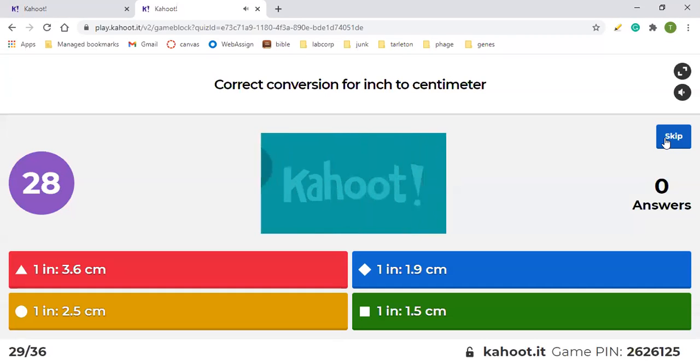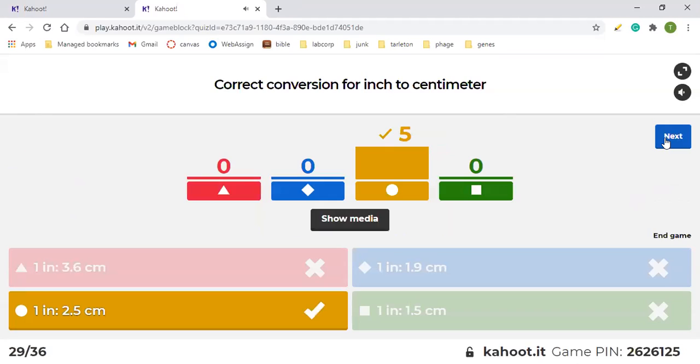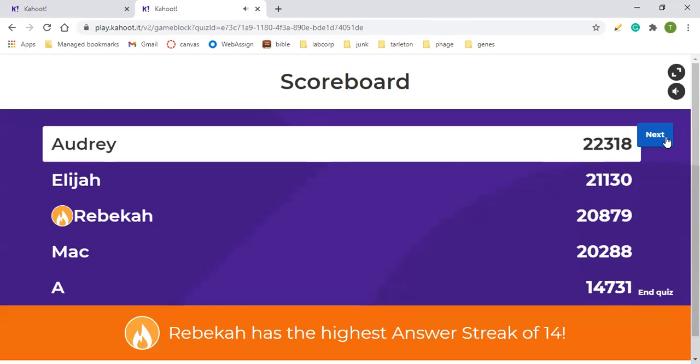Now, how many centimeters are in 1 inch? Yes, 2.5 centimeters per inch. It's an important conversion. I'd probably write that down on your formula sheet, because come test time you're liable to just go blank, and you'll probably see that on your test.